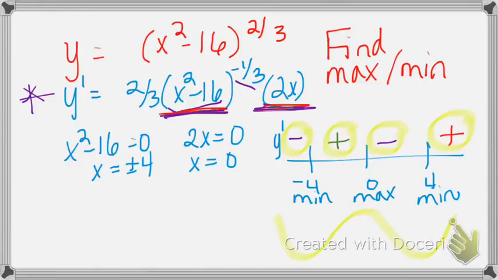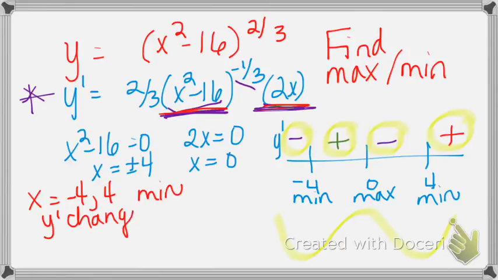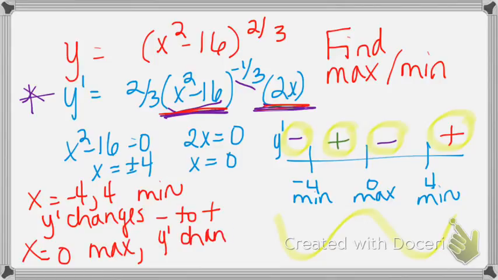So now we just need to describe that. X equals -4 and 4 are minimums because y prime changes negative to positive. X equals 0 is a maximum because y prime changes positive to negative. You need to sort of start memorizing those rules.